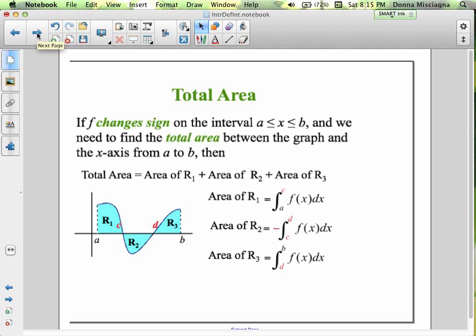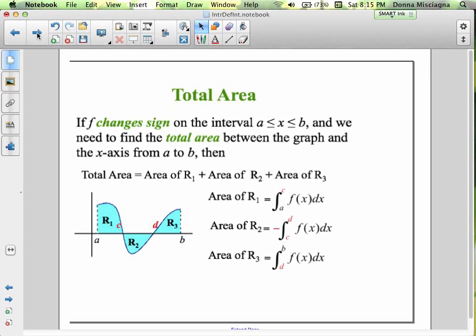So if f changes signs on the interval and we need to find the total area between the graph and the x-axis, then we're going to have to make sure we add that in rather than subtracting it in. One way would be absolute value, and the other way would be to subtract it, because it would be minus a negative.